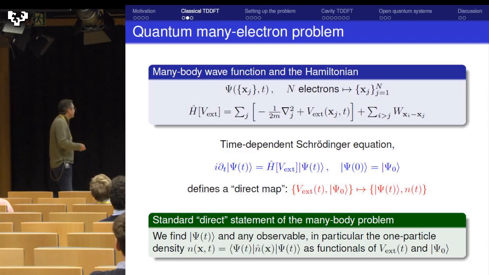So the standard statement of the many body problem: we find the many body wave function and any observable, in particular what is most relevant for us, the one particle density, as functionals of a given external potential and a given initial state.